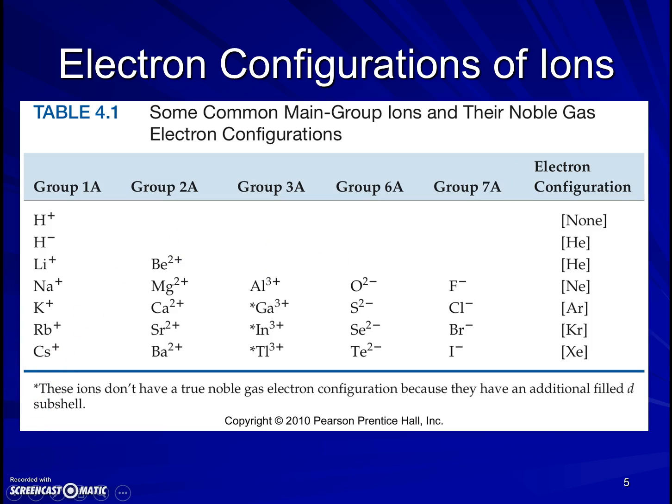Now, something that we notice is that when atoms form ions, quite often the electrons that will be added or removed will give them the same number of electrons and the same electron configuration as a noble gas. For example, hydrogen atom has 1 electron, so hydride ion has 2 electrons. That's the same number that helium has. Lithium atom has 3 electrons, so lithium ion has 2, and beryllium ion, the 2 plus ion, has 2. That's the same as helium.